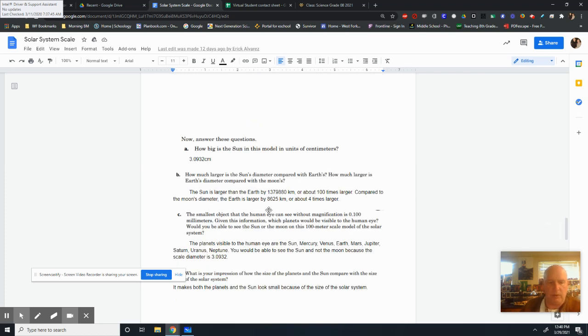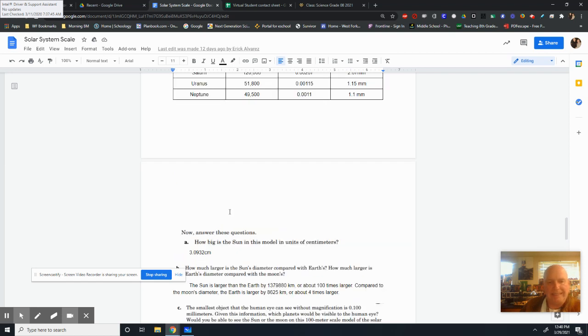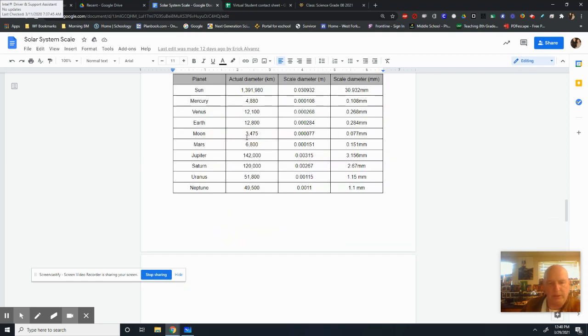Says the sun is larger than the earth by 1,39880, or about 100 times larger compared to the moon's diameter. The earth is larger, about 4 times larger. So this second part says, how much larger is the earth's diameter compared with the moon? Well, that's easy to do, because here's the moon, 1347.